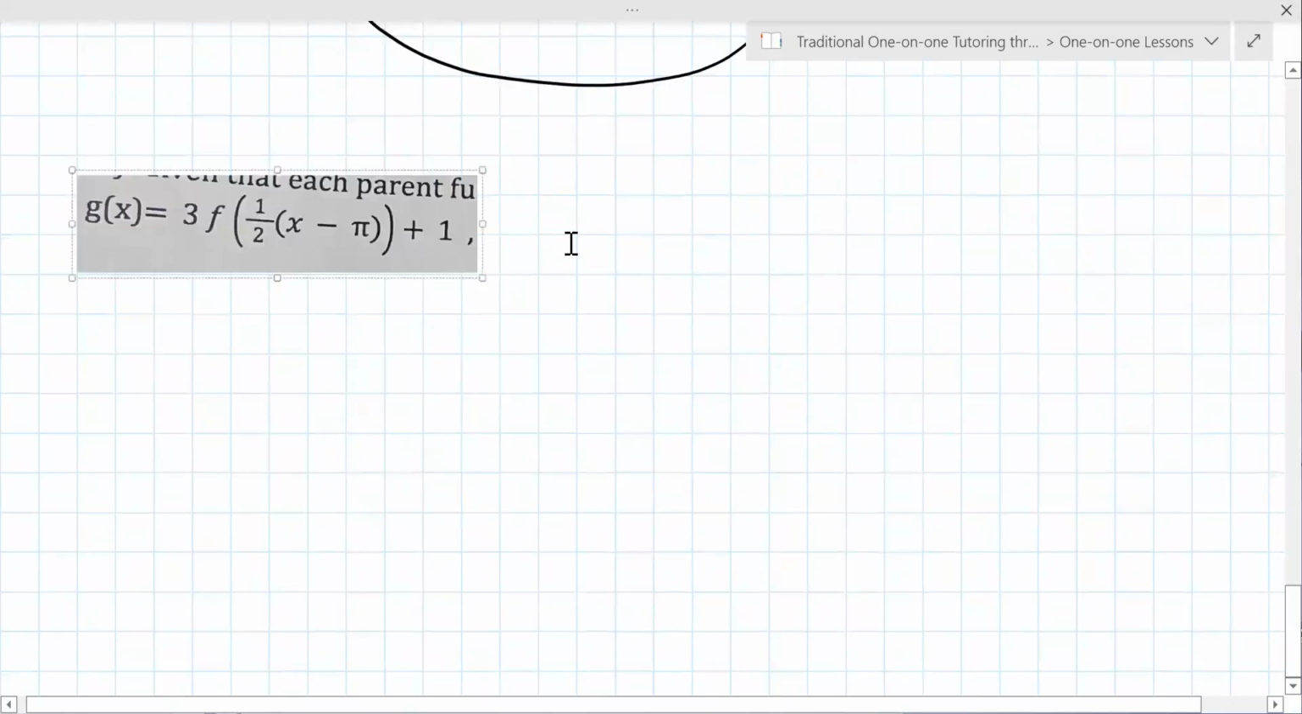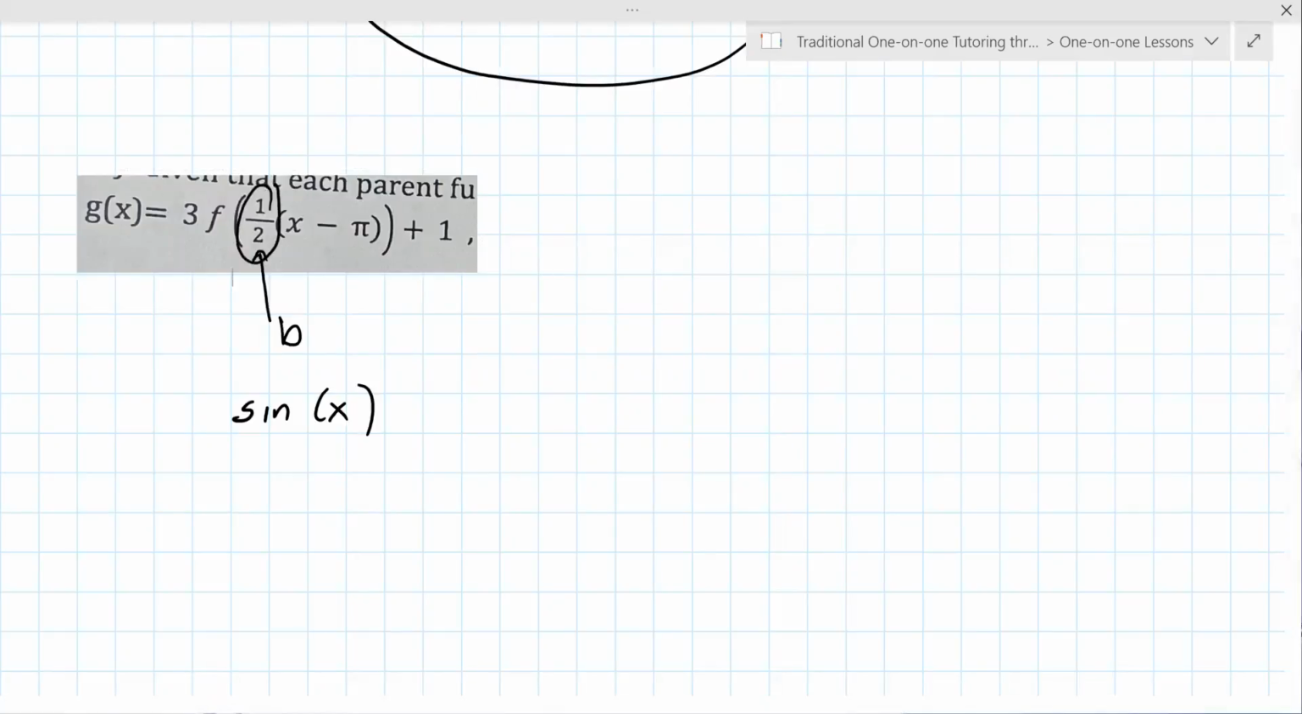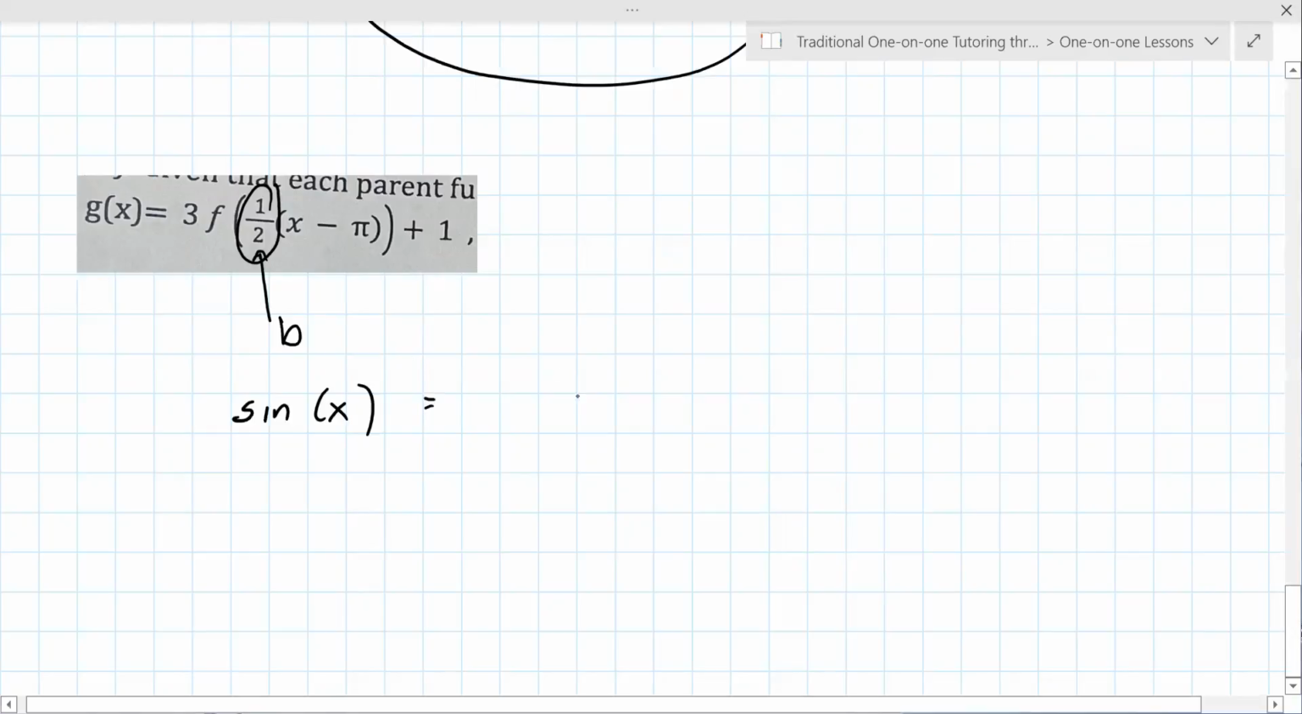Okay. So this one, what the problem is saying is, what if this is a sine function? This is your K, this is your B value right there. This is B. So the problem asks something like, what is the transformed period for the sine graph? The transformed period is 2 pi over b, or 2 pi over the 1/2, which is 4 pi. It's that number right there.